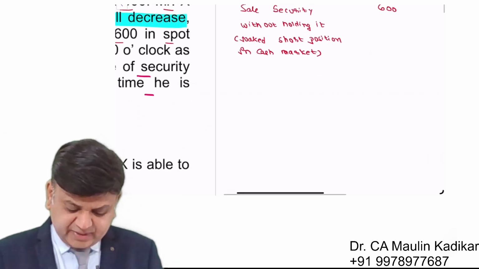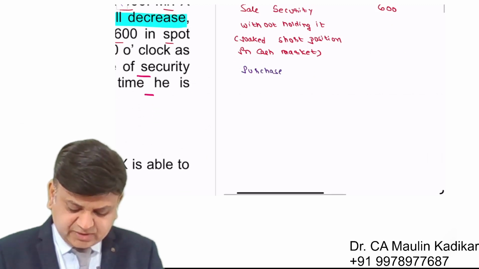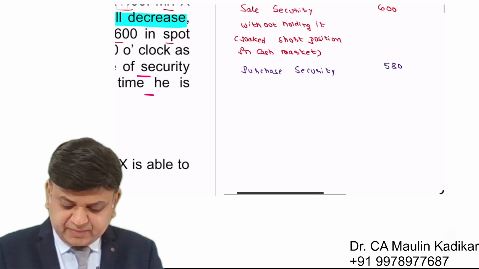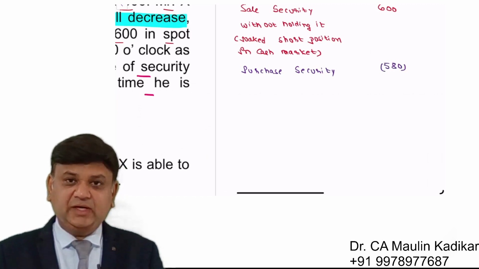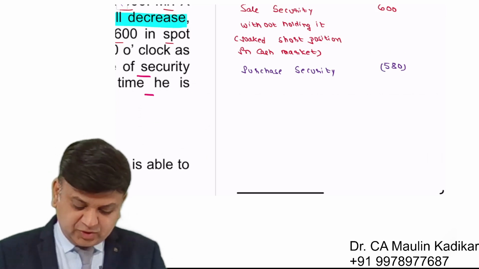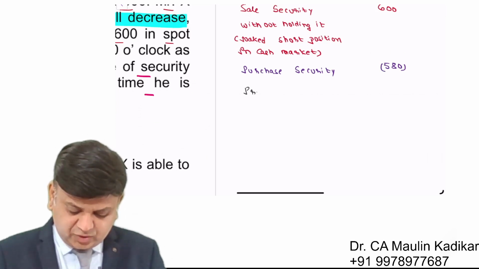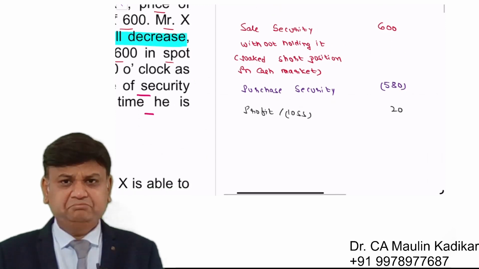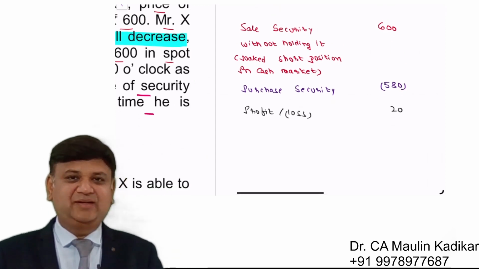Later on, the price of the security falls down and you buy the security, you purchase the security. The price at which you purchase the security is 580. So the difference of both of them is profit or loss. There is a profit of 20 rupees that you are able to make. This is what we understand.